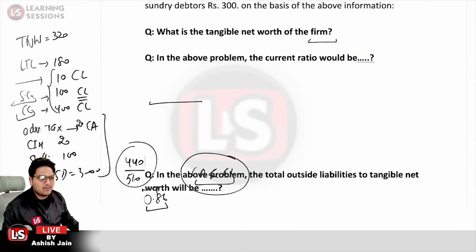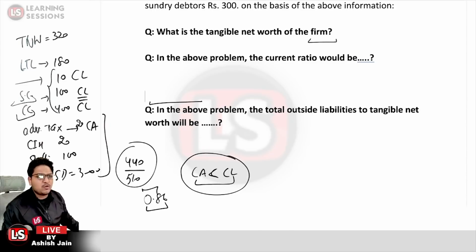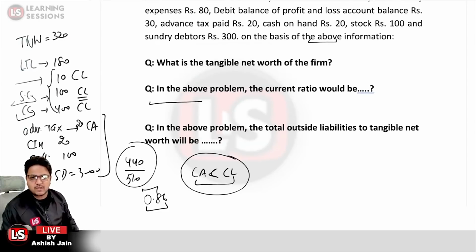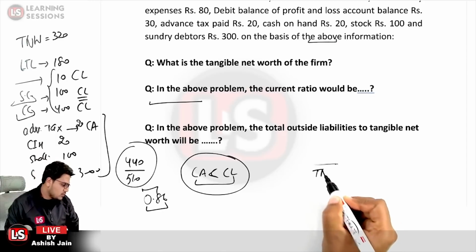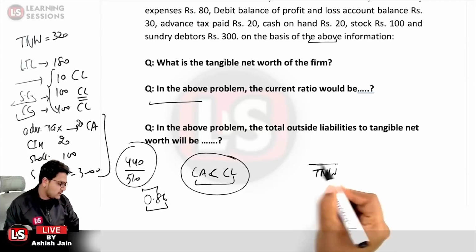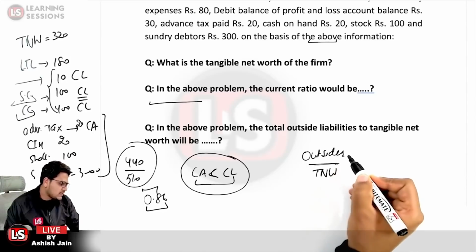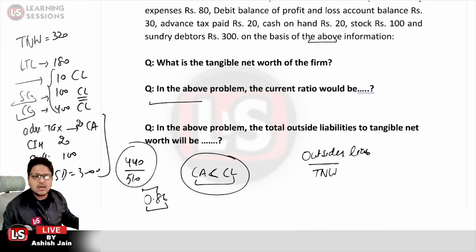It says in the above problem, what would be the total outside liability to tangible net worth ratio? The tangible net worth we have already calculated, that is the denominator part, and we need to ascertain the outsider liabilities. Now what do you mean by outsider liability? That is the liability to be paid to outsiders, like any of the term loans or short term liabilities which we need to pay off.